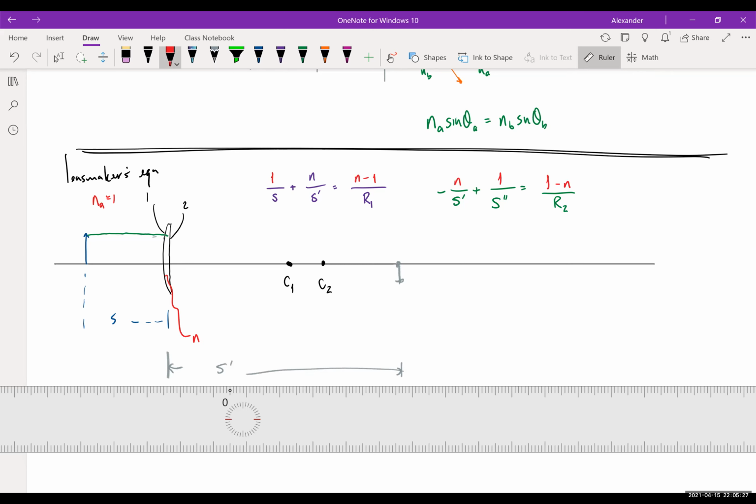What if we add these two equations? And what if we treat the lens as if its thickness is irrelevant? So we don't really need to measure from one surface or the other surface. We can just measure from the lens, from where it is. Well, let's see what we get.